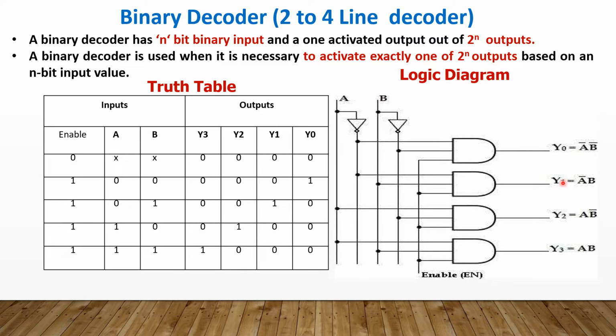When the input A is equal to 1 and B is equal to 0, then only the Y2 output will be activated. The remaining outputs will be 0, which means the third AND gate will be enabled. And last, AB is equal to 1. If both A and B are equal to 1, then we get the output through Y3. That is, the last AND gate will be activated, so that Y3 is equal to AB.